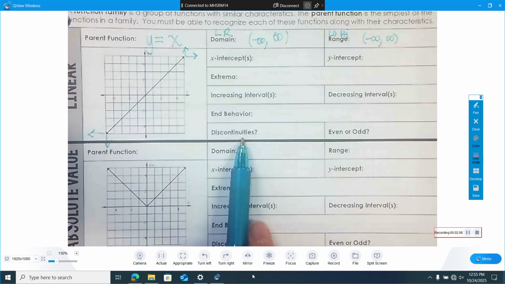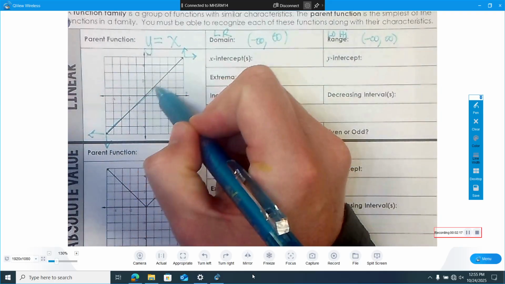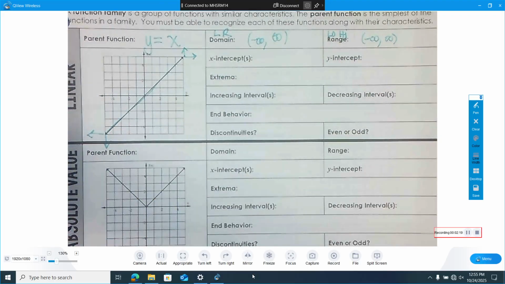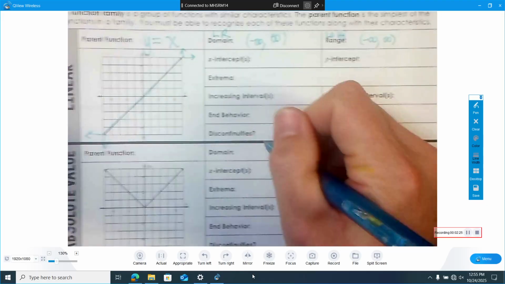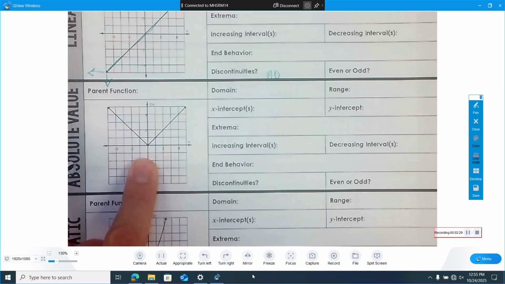Does it have any discontinuities? Well, what's continuous? Continuous. You can draw it without picking up your pen, right? So does it have any discontinuities? No, it does not. Okay, great.